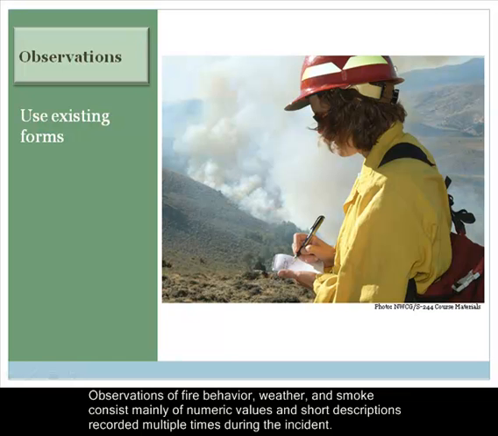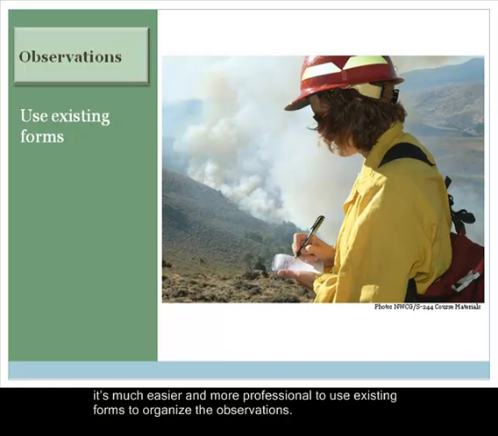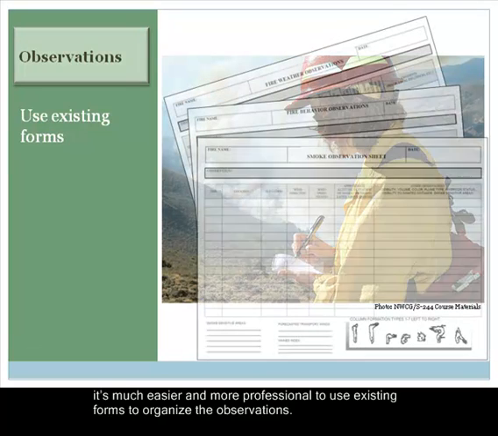Observations of fire behavior, weather, and smoke consist mainly of numeric values and short descriptions recorded multiple times during the incident. While you can record these observations in a notebook, on blank paper, or even on the cuff of your fire shirt, it's much easier and more professional to use existing forms to organize the observations.